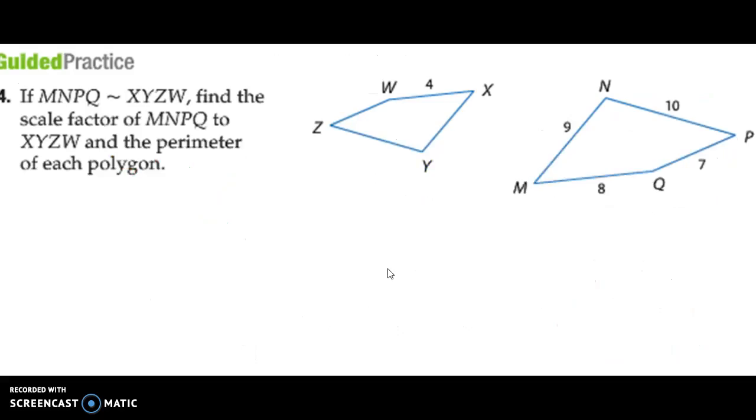Here's the final guided practice problem. Set up very similar. Try this one.